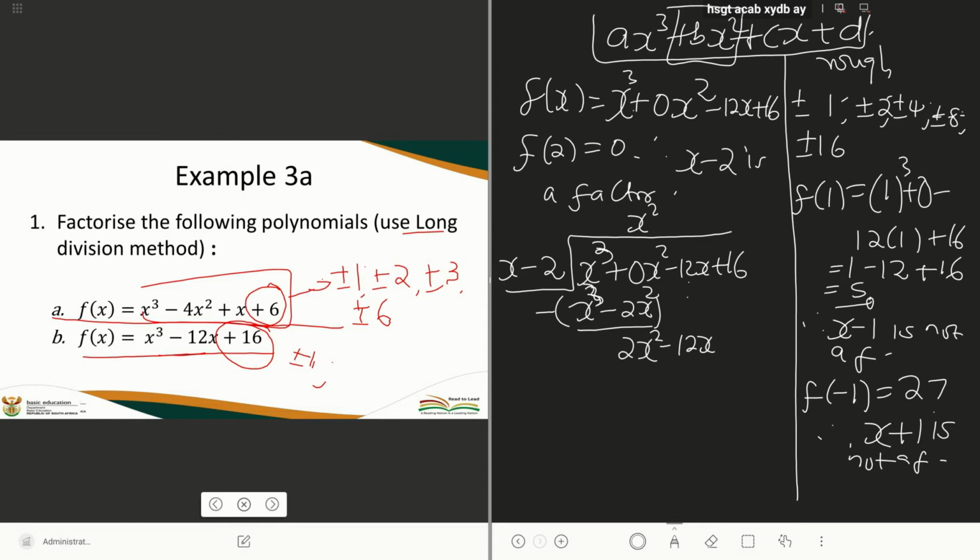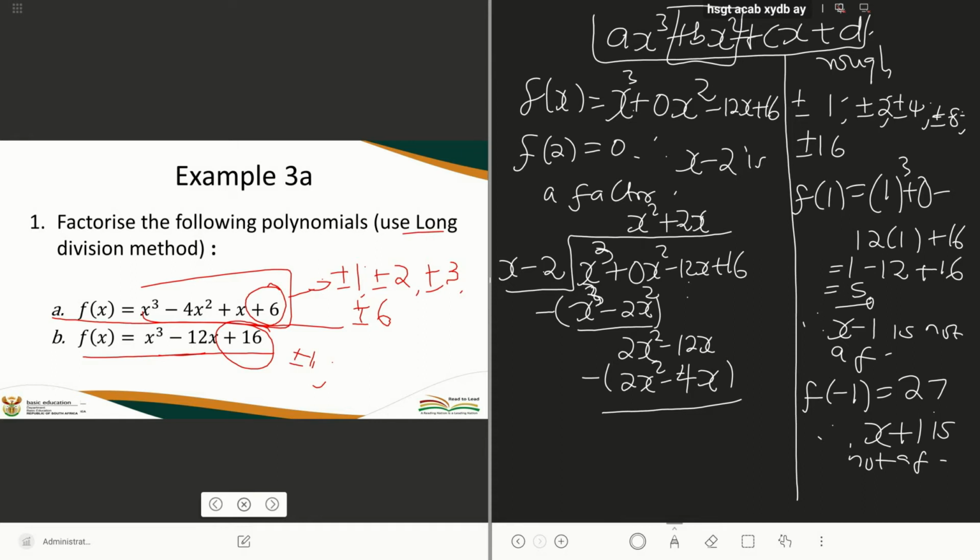X into 2x squared goes how many times? It's positive 2x. 2x multiplied by x is going to be 2x squared. 2x multiplied by negative 2, negative 4x. It's going to be negative 4x. Then what do? You subtract the terms. 2x squared minus 2x squared is 0. Then 12x, remember it's negative. Negative 12x minus negative 4x is going to be negative 12x plus 4x.